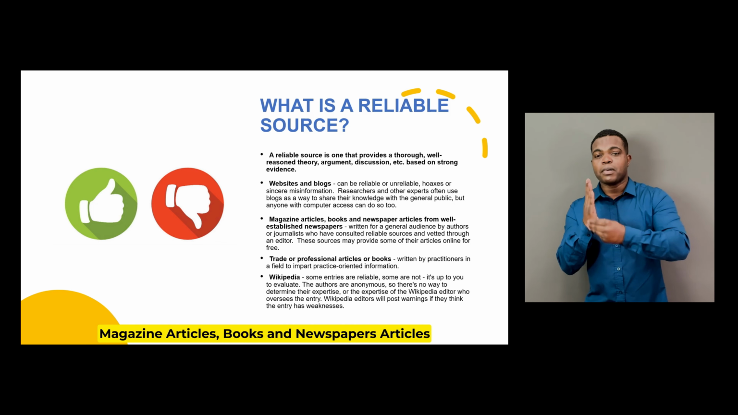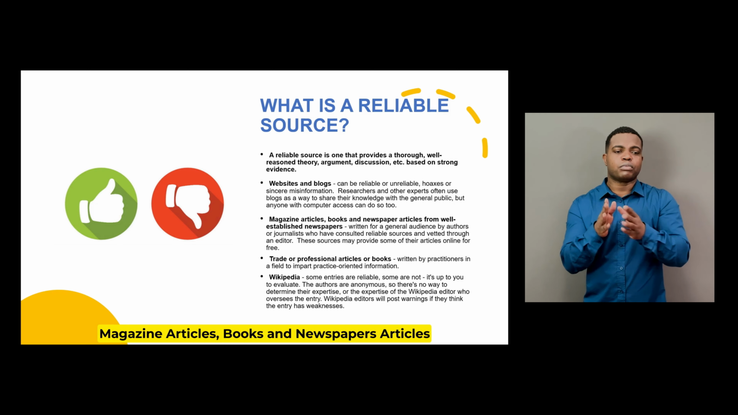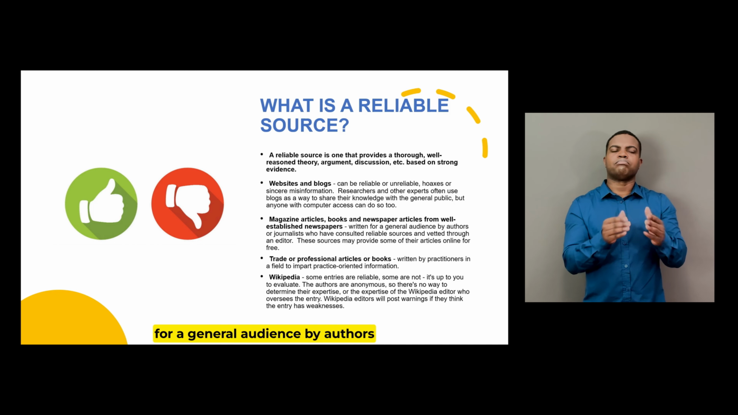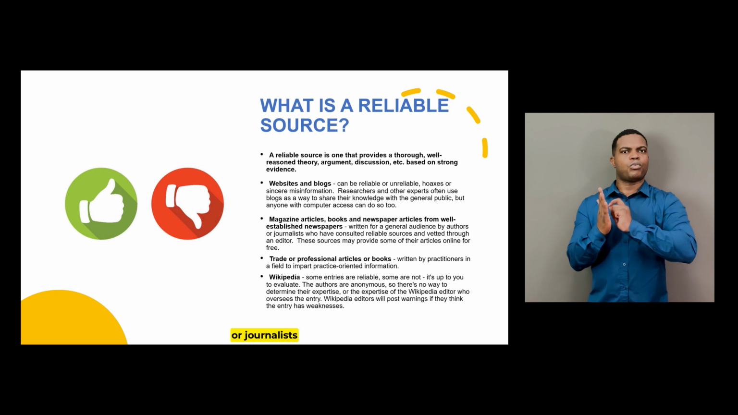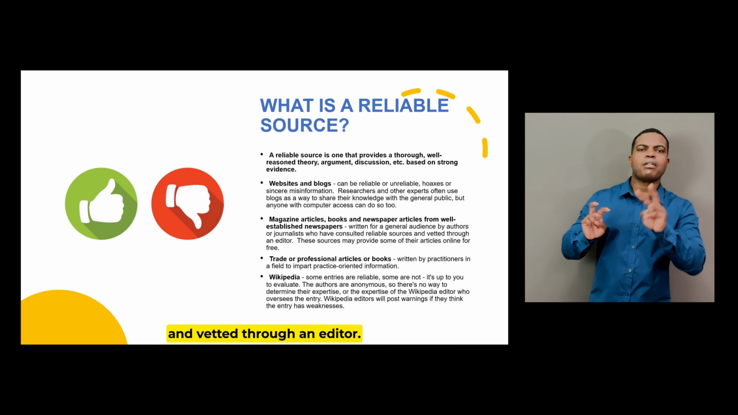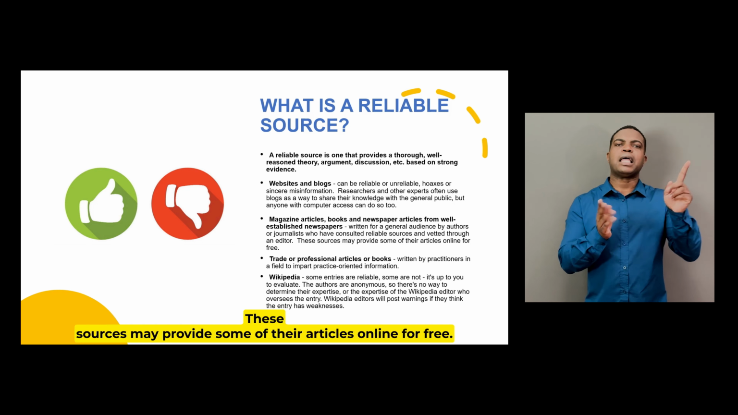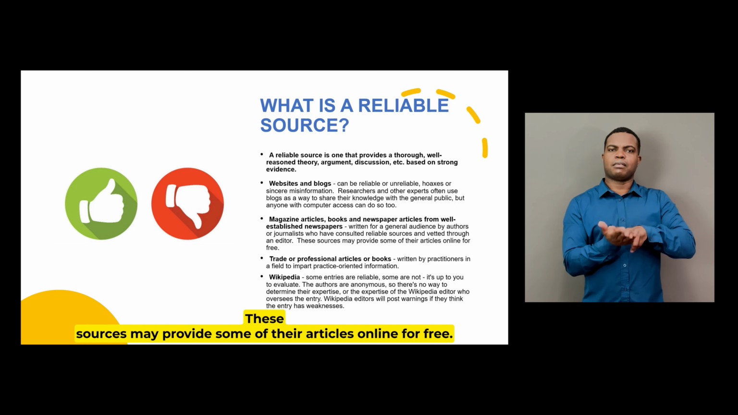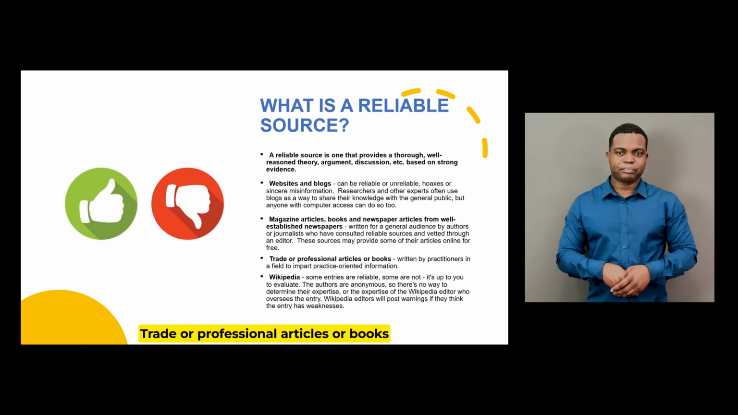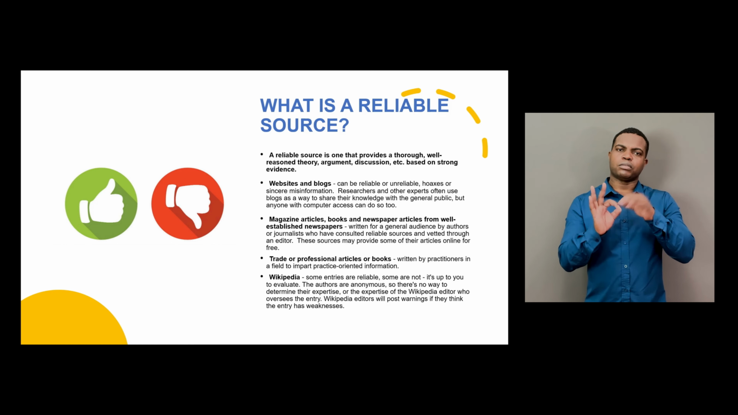Magazine articles, books, and newspaper articles from well-established newspapers are written for a general audience by authors or journalists who have consulted reliable sources and been vetted through an editor. These sources may provide some of their articles online for free. Trade or professional articles or books are written by practitioners in a field to impart practice-oriented information.